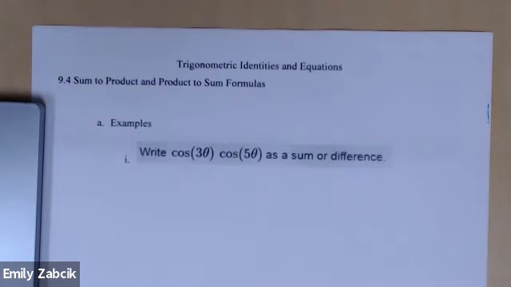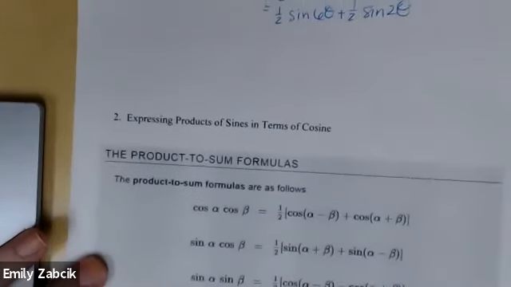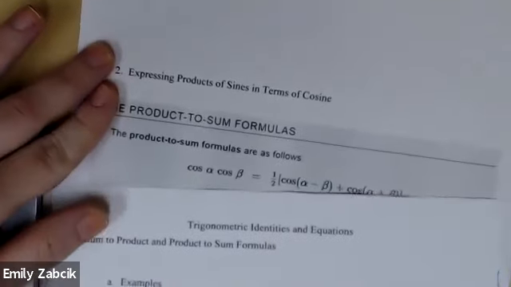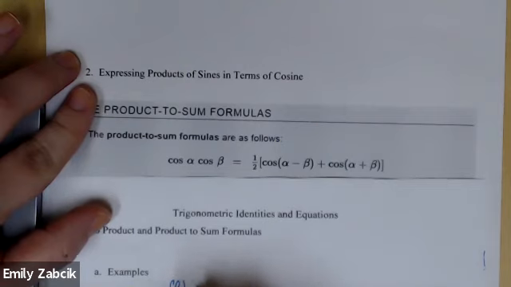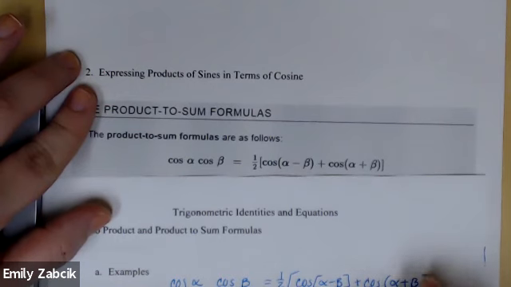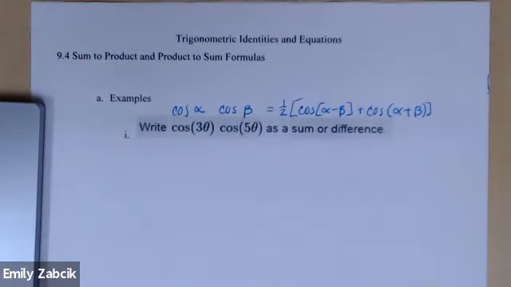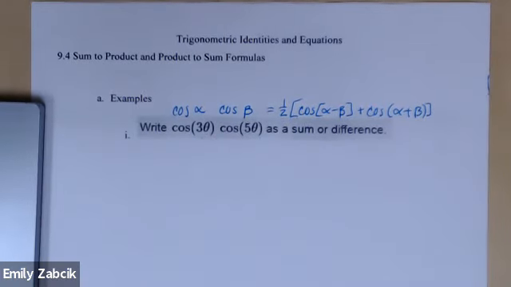Okay, so if I'm looking at this, I'm going to go back to this previous page here and see if I can put them both on here. I don't think I can. Okay, so if I'm looking at cosine times cosine, I'm going to go ahead and write on here. So cosine alpha, cosine beta would be equal to 1/2 cosine of alpha minus beta plus cosine of alpha plus beta. I've got my formula here. And so you can see that our alpha is going to be our 3 theta and our beta is going to be our 5 theta.